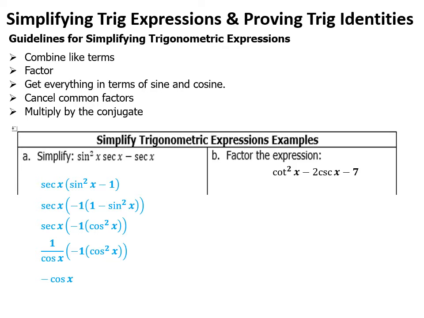Now on B, please correct it. It should read cotangent squared of x minus 2 cosecant of x minus 7. Pause the video if you need to write that correct one.